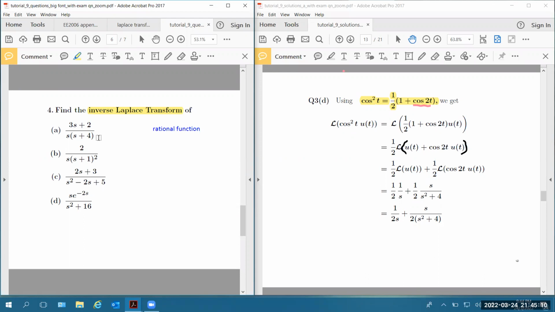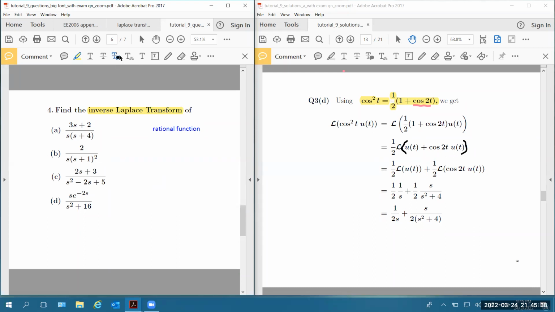Okay. Yep. So these are called rational functions. Part D is not a rational function. Why? Because although it is like a fraction, the numerator is not a polynomial. You have e to the power of something, right? So this one is not a rational function. But A, B, C are rational functions. Okay, and you want to find the inverse Laplace transform.